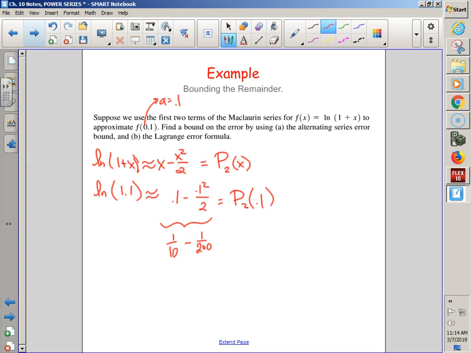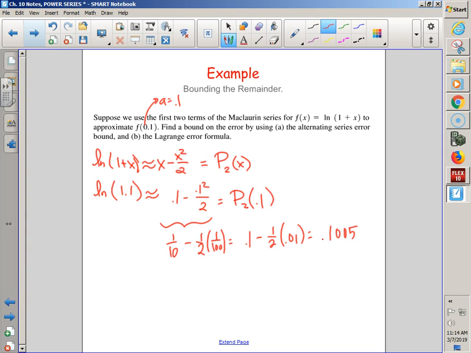Wait, what's 1/200th? That's awkward. Couldn't we make that 0.1 minus 1/2 of 0.01? So couldn't we make that 0.1005? Because half of 10 is 5, but it's going to move a decimal place. If you want to double check me, actually, I would feel a lot better about that. But anyway, I think that's right. Now what?